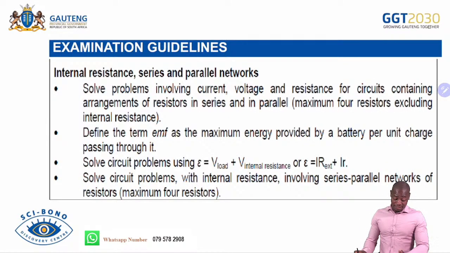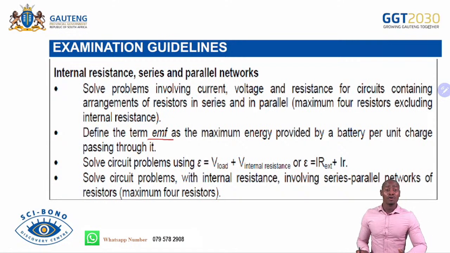Then internal resistance, series and parallel networks: solve problems involving current, voltage, and resistance for circuits containing an arrangement of resistors in series and in parallel. And the maximum, I've already talked about that. The maximum should be 4 resistors, excluding the internal resistance. And again, you must also know how to define the EMF as the maximum energy provided by a battery per unit charge passing through it.